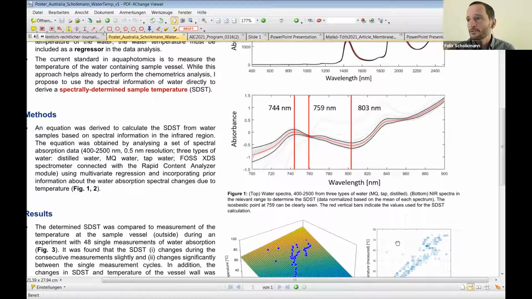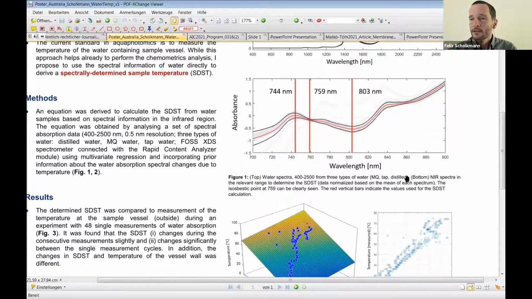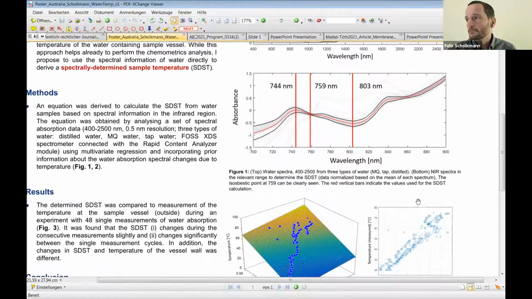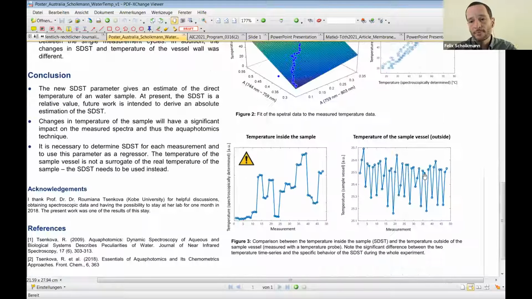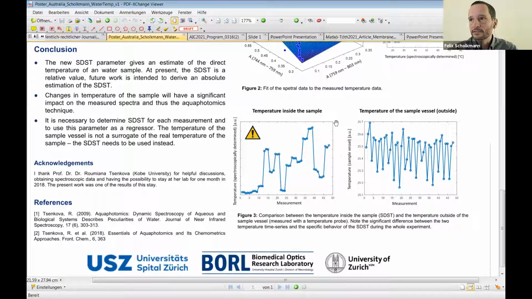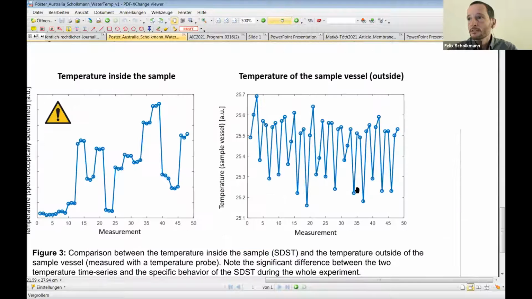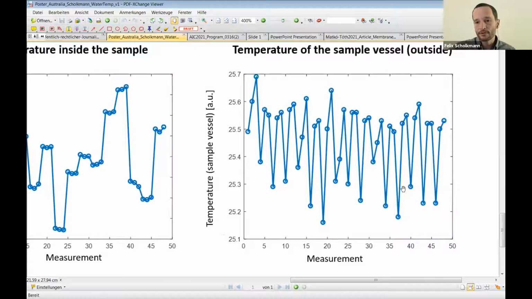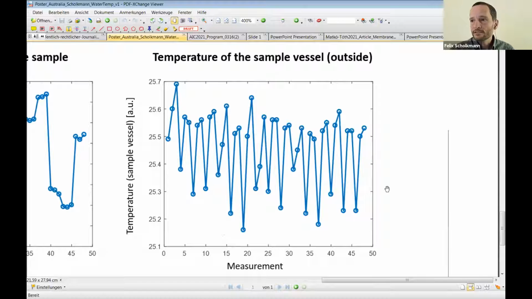So I performed a multivariate regression and derived an equation that could predict the temperature of the water sample based on the spectral properties. And this is the application of the equation. Normally, one can use just a temperature sensor attached to the vessel to determine the temperature of the probe. And this is the measurement done for many consecutive measurements, 0 to 51.